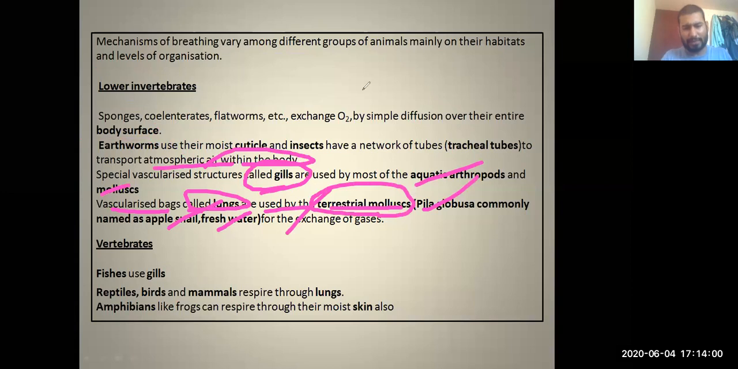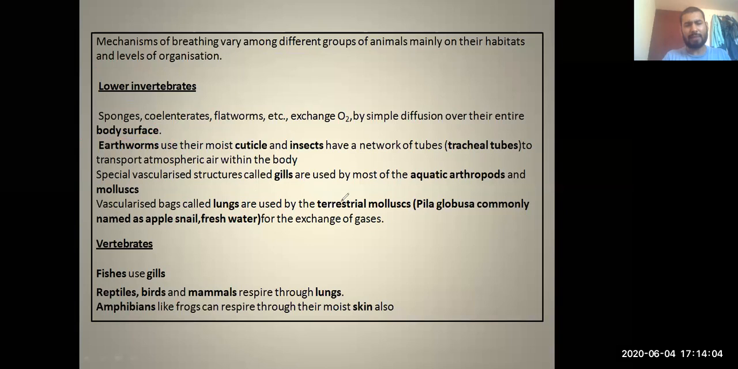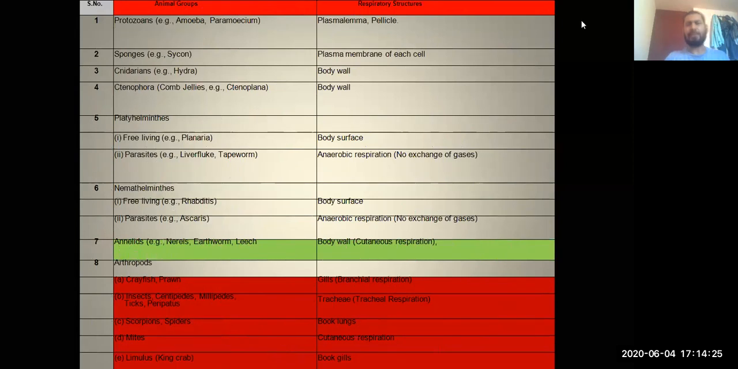That means they have bag-like structures, called lungs, which perform the respiration. Now vertebrates: fishes use gills, and reptiles, birds, mammals have lungs, and amphibians like frogs can respire through the moist skin also. So these are the different respiratory organs and their respiration methods.